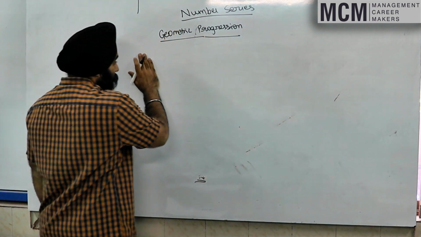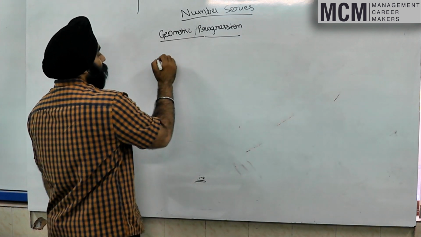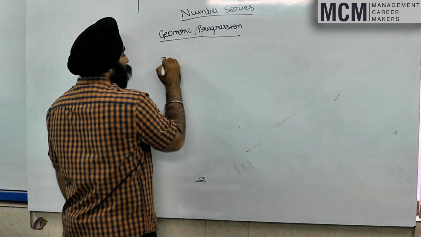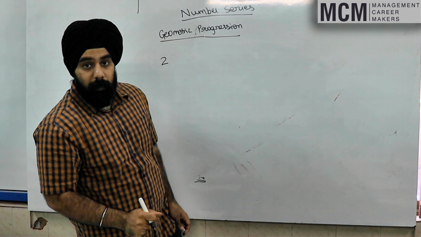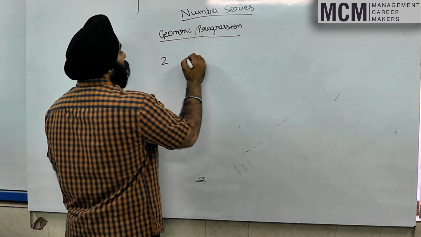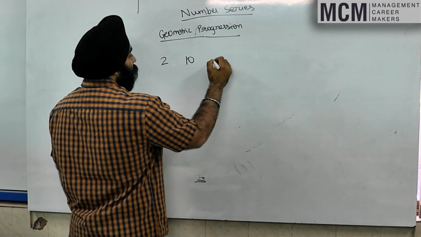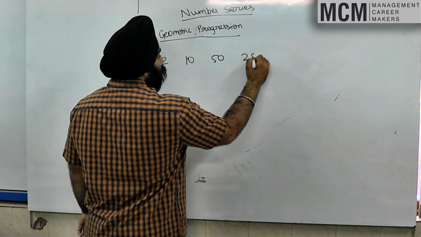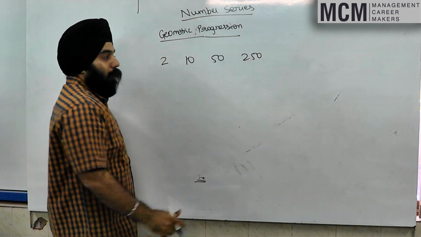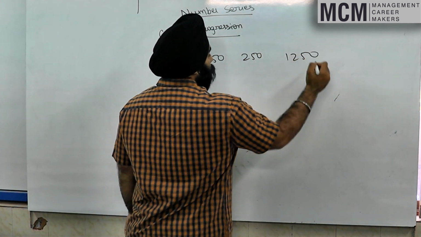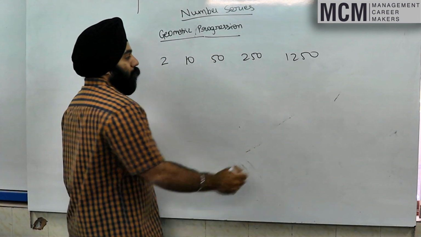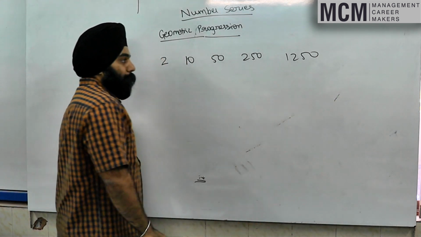the same. What do I mean by that? So if your first term is say 2, your next term is 10, after that is 50, after that is 250, after that is 1250. Yeah, so you need to find out what the terms after that are.